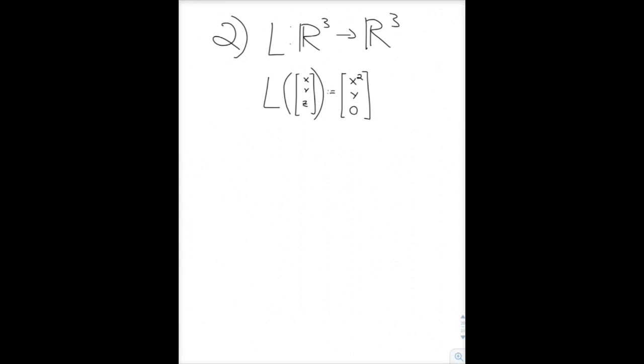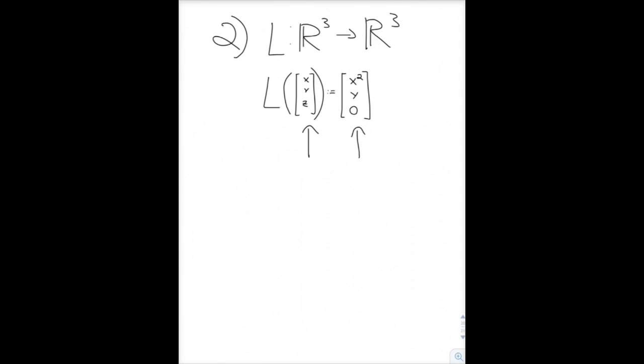For our next example, let's consider the function L from R3 to R2 defined as follows. L takes a vector x, y, z and maps it to the vector x squared, y, 0. So this is certainly a map from R3 to R2. And let's see if it's a linear map.